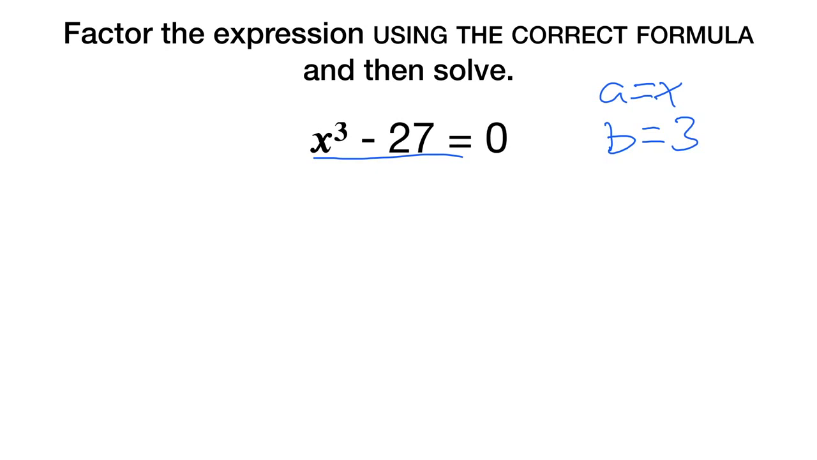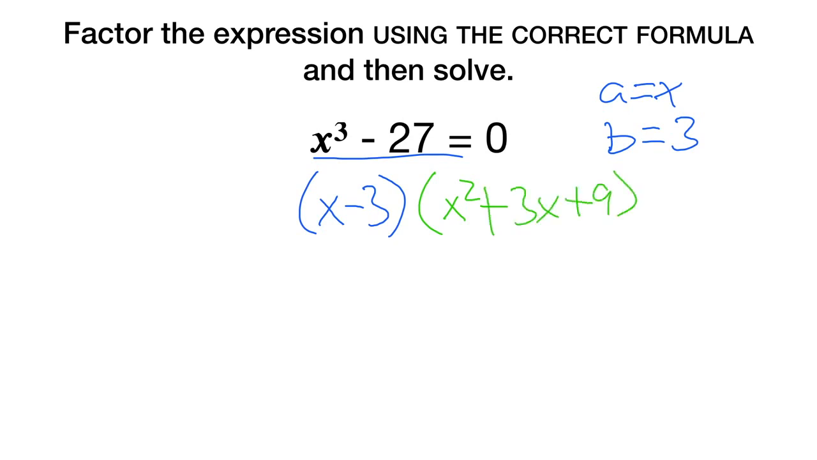So, since we're talking now about a difference of cubes, because it's x cubed minus 27, I'm going to end up saying x minus 3 times x squared minus, let's see, 3 times x is 3x, plus 9. Sorry, and that's plus. Remember, it goes a minus b times a squared plus ab plus b squared. So this is our formula.